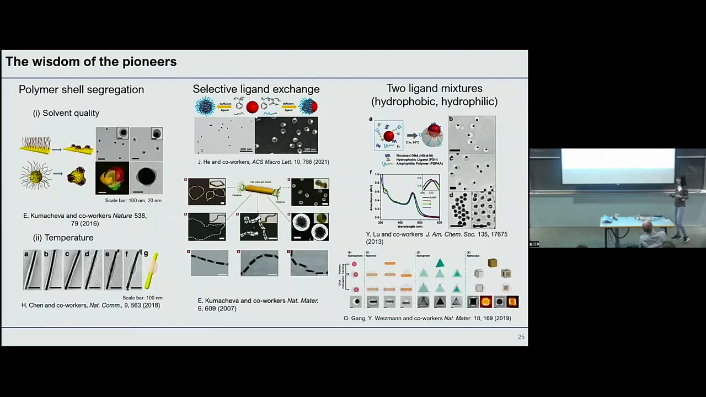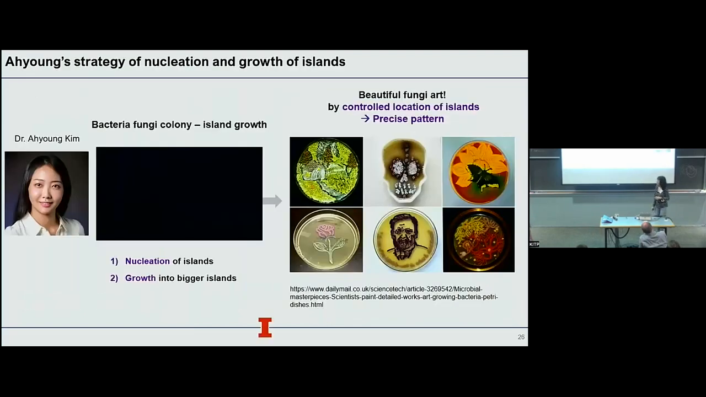Even if we're just limiting our discussion to patches that are made out of polymers, there are already different strategies. For example, you can have polymers homogeneously coating our particle surface and then introduce a change to induce polymer-polymer patch segregation. You can also use selective ligand exchange, starting from two ligand mixtures, which will later spontaneously self-separate in order to form patchy particles. So that's why I was pretty happy. Then one day, Ayang came to me with another strategy.